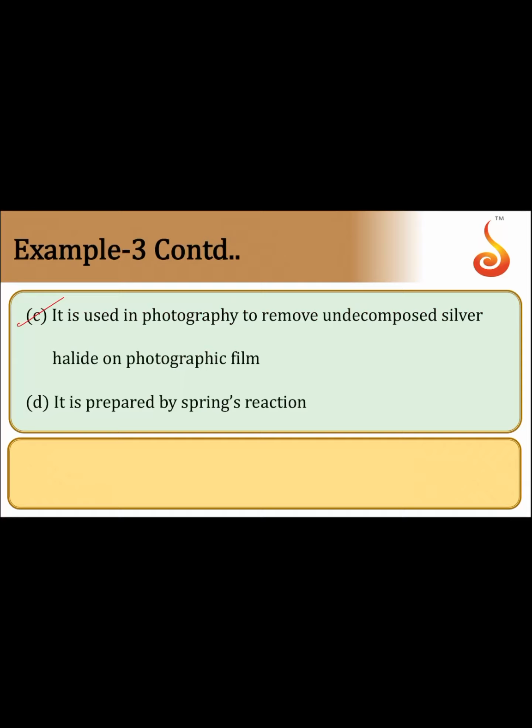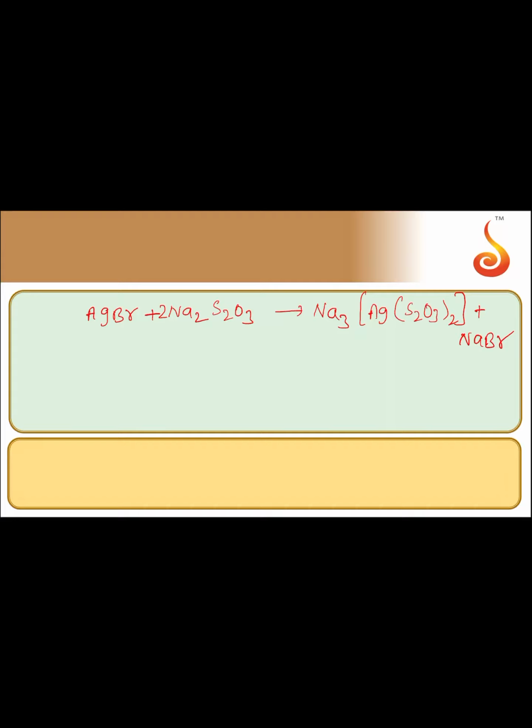And option D, hypo is prepared by Spring's reaction. This is also correct. But what is Spring's reaction? Spring's reaction is hypo is prepared by adding requisite amount of iodine to a mixture of Na2S and Na2SO3.